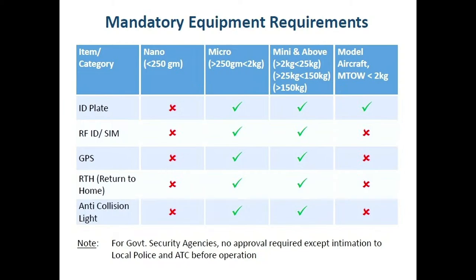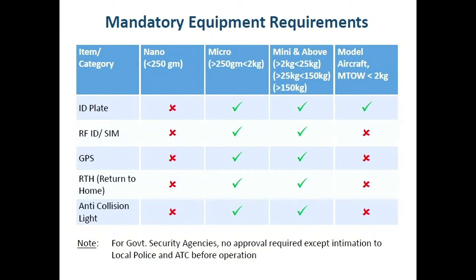And then you require some mandatory equipment based on the category your drone belongs to. You need an ID plate, a fire-resistant ID plate, like your vehicle number plate. One RFID or SIM monitoring is required for bigger drones. A return to home facility has to be there.